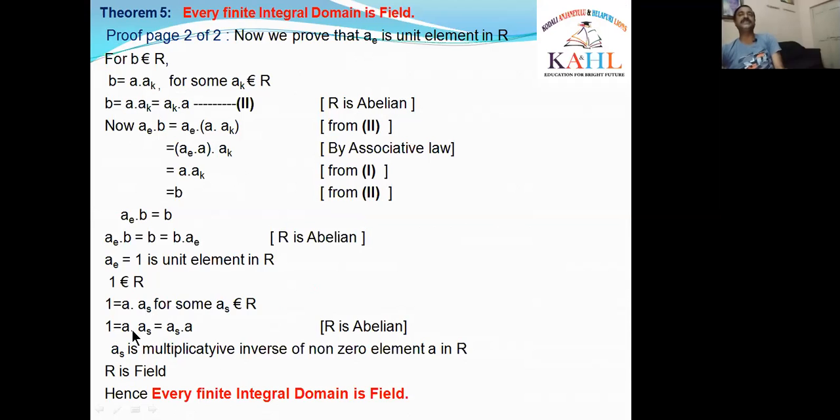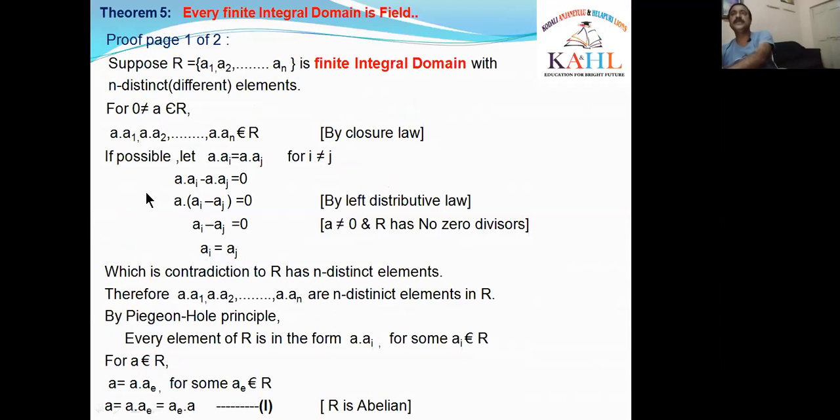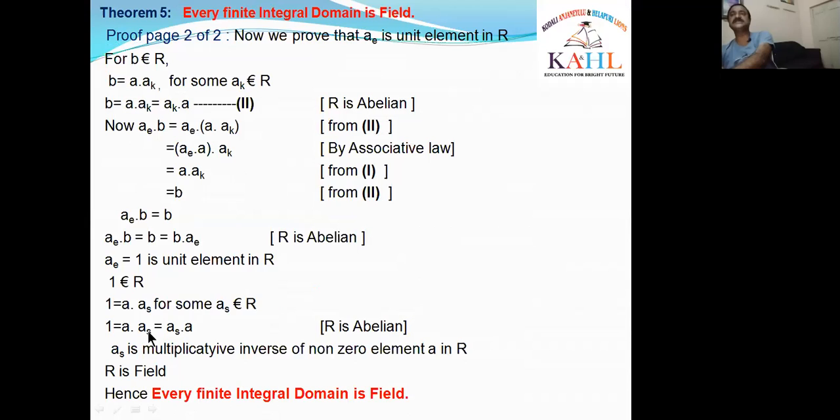But what is the operation here? Dot, that is multiplication. That means as is the multiplicative inverse of a. What is the inverse of a? as. What is a? a is a non-zero element we have taken firstly. Now we proved that a has inverse as. That means every non-zero element a has an inverse as. Therefore, we have proven the third bit also. That means R is a field. Hence, the theorem that every finite integral domain is a field was proven.